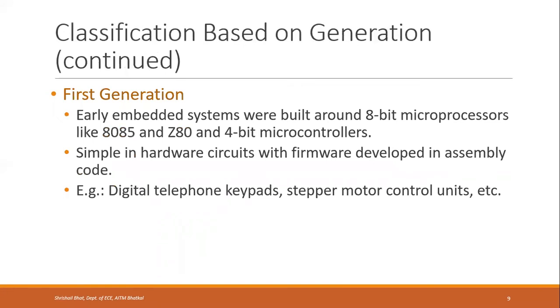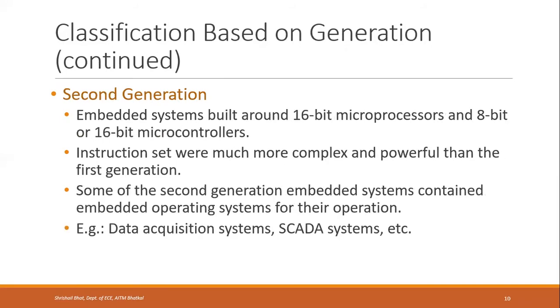In the first generation, the early embedded systems were built around the 8-bit microprocessors like 8085 and Z80, and 4-bit microcontrollers. They were simple in hardware circuits with firmware developed in assembly code. Simple applications like digital telephone keypads or stepper motor controlling units are all examples of first generation embedded systems.